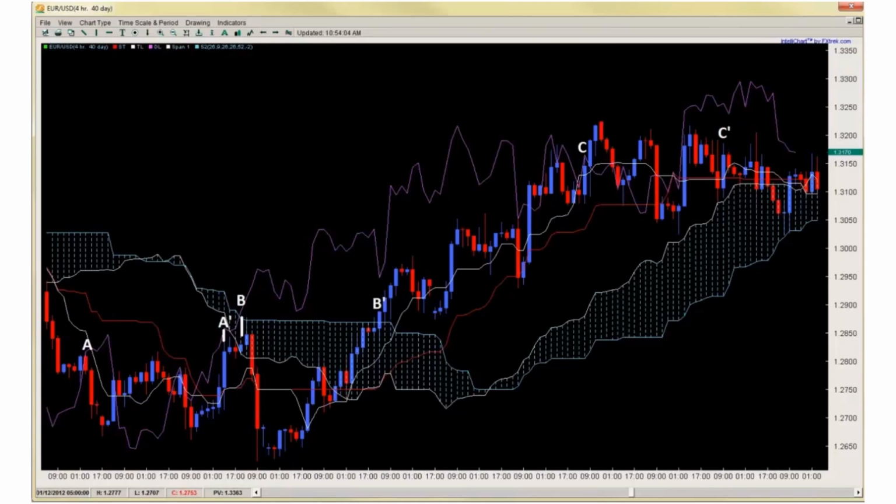So today's video is on reading the Chikou span. The reason I'm doing this video is a couple things. One, I've been getting a lot of requests from traders inside the course who have studied Ichimoku previously and had an affinity for the Chikou span.